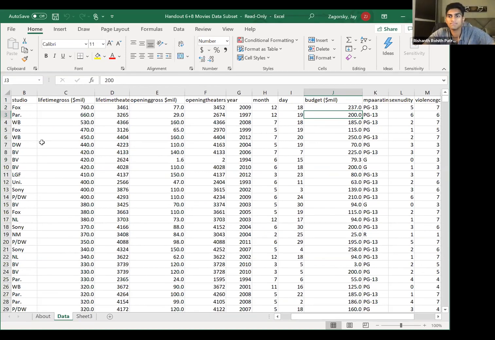Professor, I had a question. Go for it. Which column do we input as the y-axis and which is the x-axis? So which is the y-axis? The y-axis is lifetime gross, which is column C, and the x-axis is budget, which is column J. Okay, thank you, Professor.